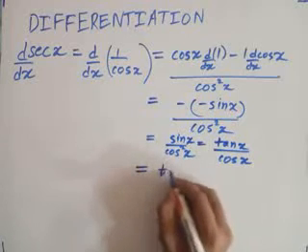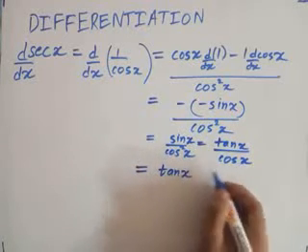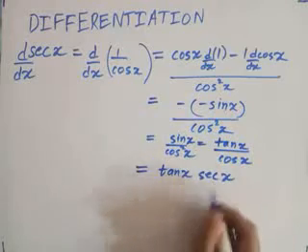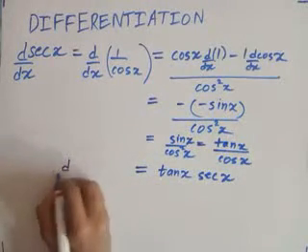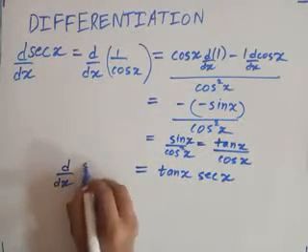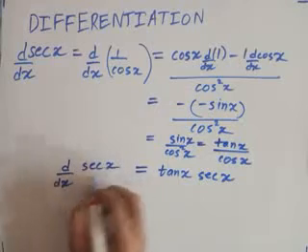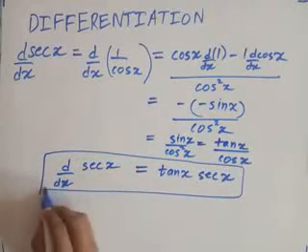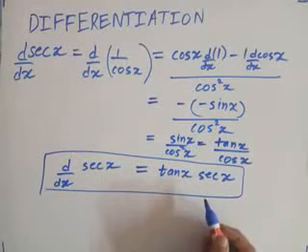And finally, since 1 upon cos x is sec x, I can just write this as tan x into sec x. So now the derivative of secant of x, or sec x, is tan x multiplied by sec x. Now let's see the third one.